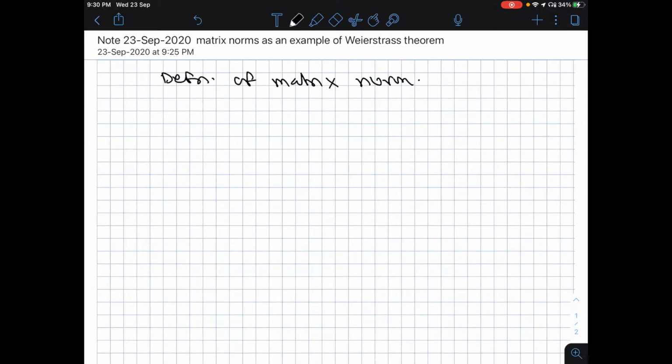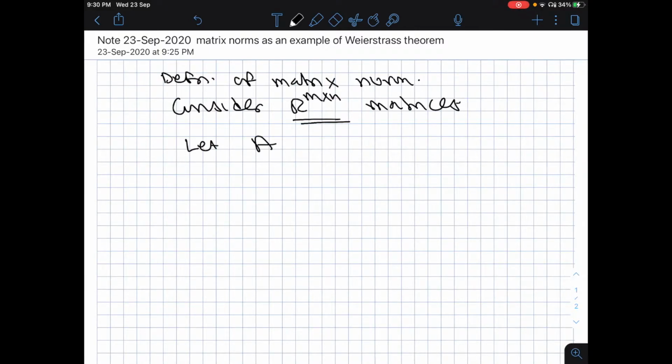So let me define a matrix norm of A. Let A be the set of all m cross n matrices. So you fix m and n. Consider the set of m cross n matrices. So let A be a real m cross n matrix.